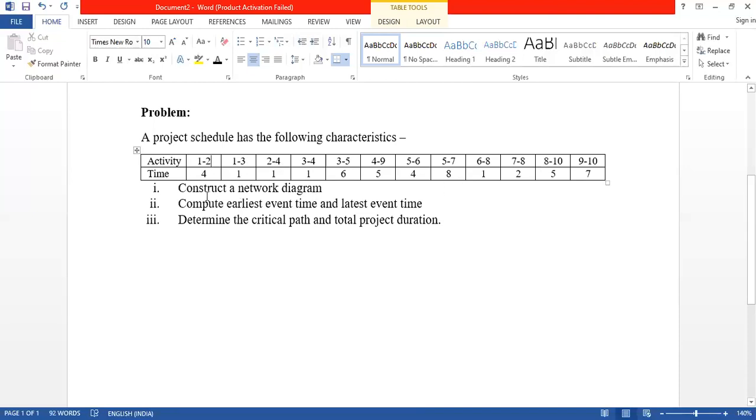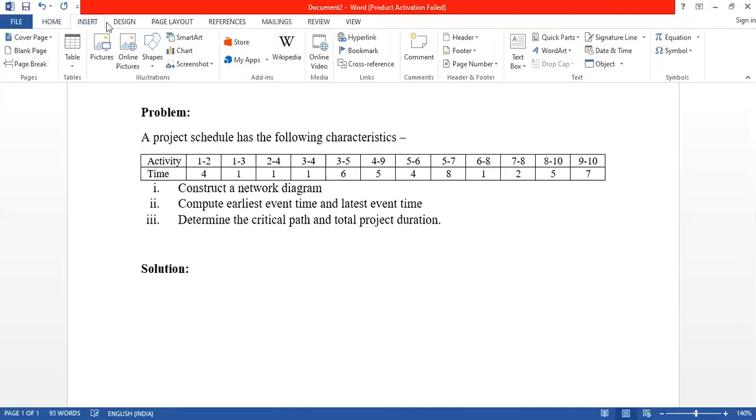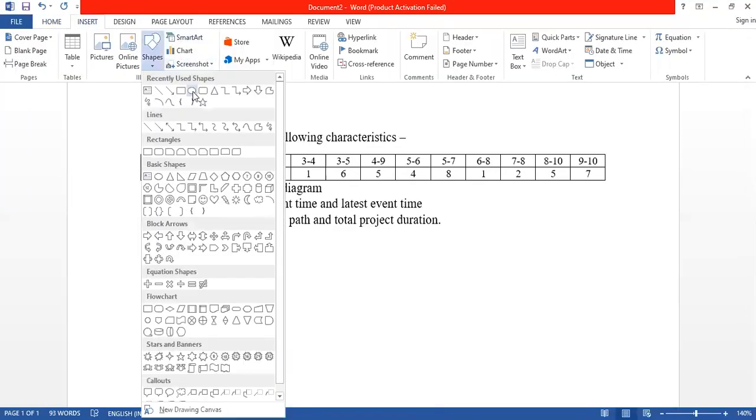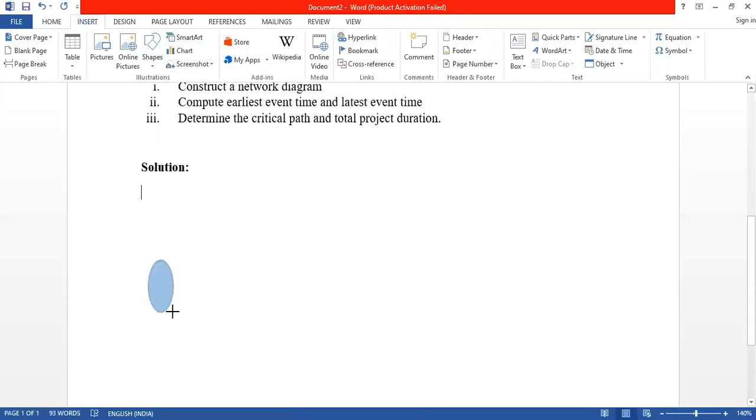What we are supposed to do is construct a network diagram. Secondly, we are supposed to calculate earliest event time and latest event time. And finally, we need to determine the critical path and total project duration, right? So let's start with our solution. Great. Firstly, we need to draw the diagram. So we have to draw the starting event. So this is my starting event.